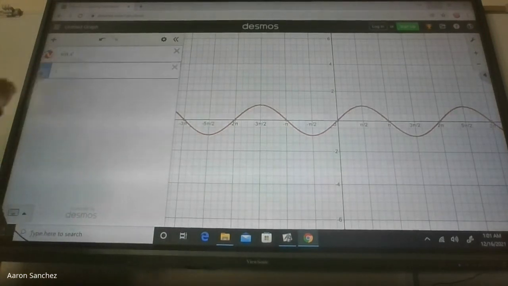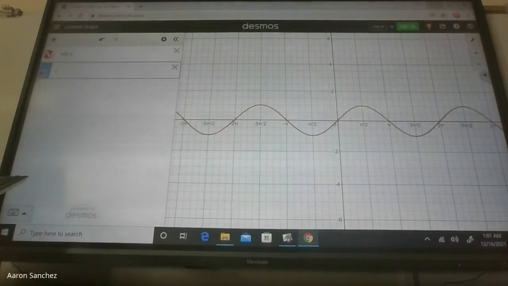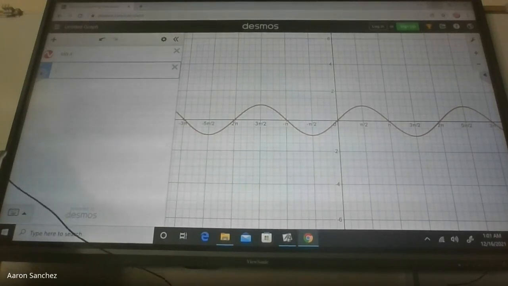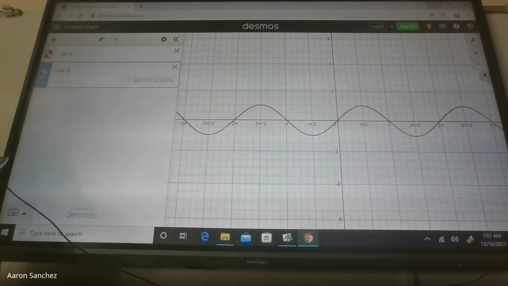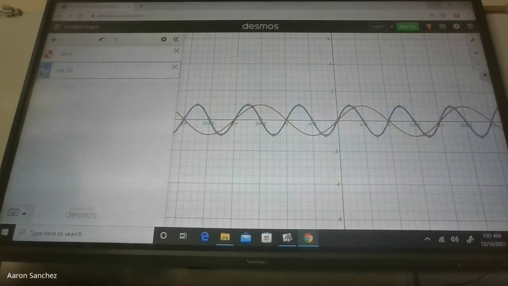Now let's make a new graph. Now what does the b do? The b is in front of x, right? So let's make b 2. Got it? Sine what? 2x.